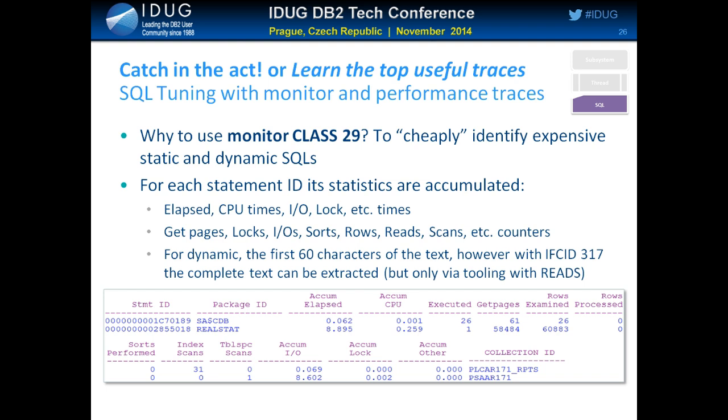For dynamic statements, you get just 60 characters. If you want to get the whole text, you need to get another record that is only available through the synchronous request, which means through the tooling. Or you can open a request to IBM and ask to get this record every time the statement is kicked off from the cache. We opened that, so far no reply. But still, I think the community would benefit from having that record.